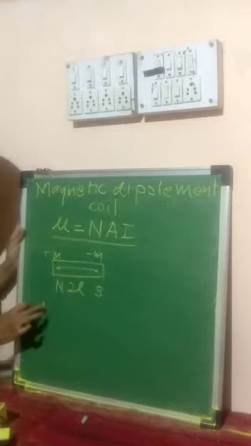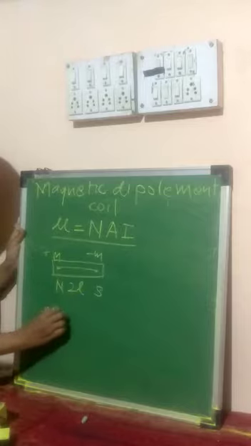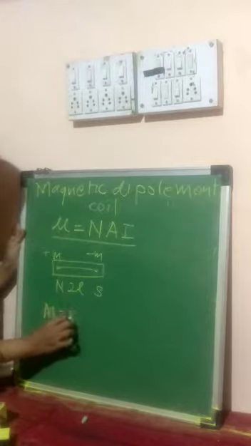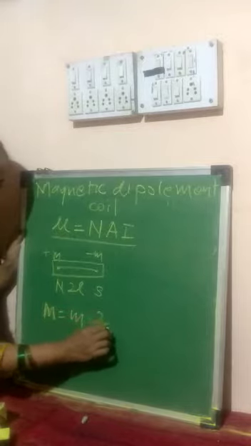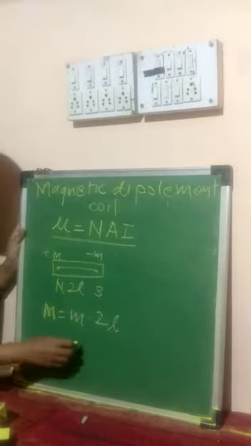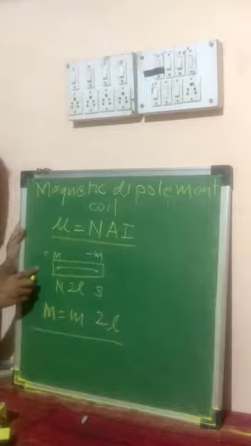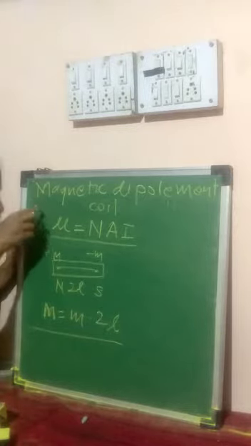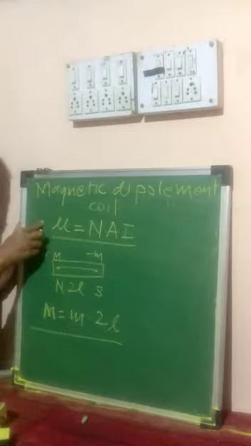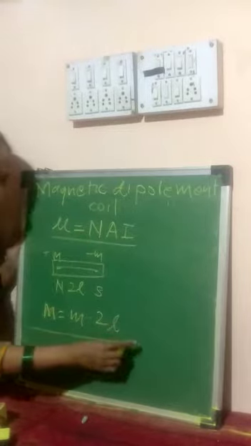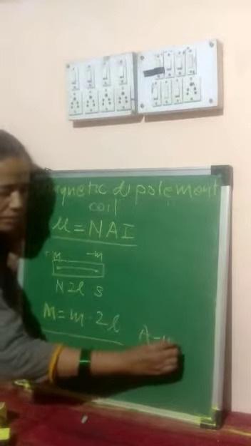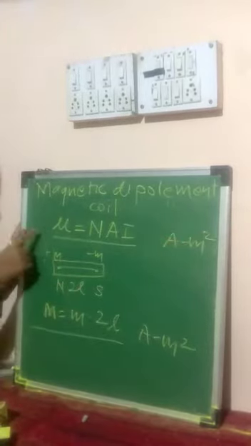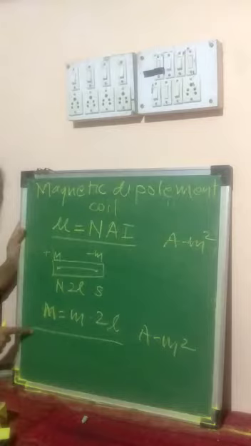So the magnetic dipole moment of a bar magnet can be written as M equals m into 2l. And this mu is nothing but the magnetic dipole moment of a current carrying coil. Both have the same unit, ampere meter square. So the unit remains the same, but the formulas are different.